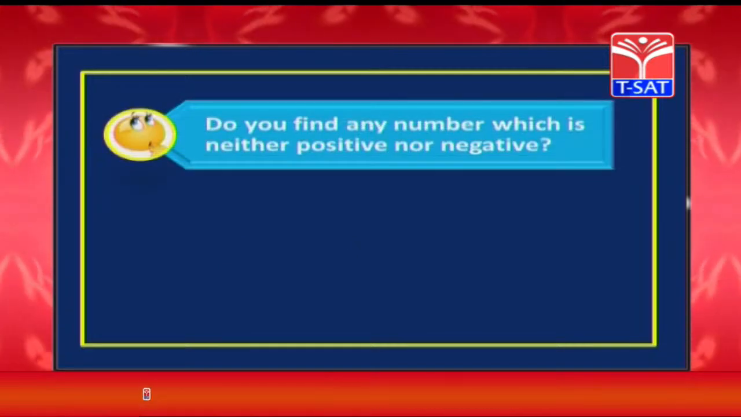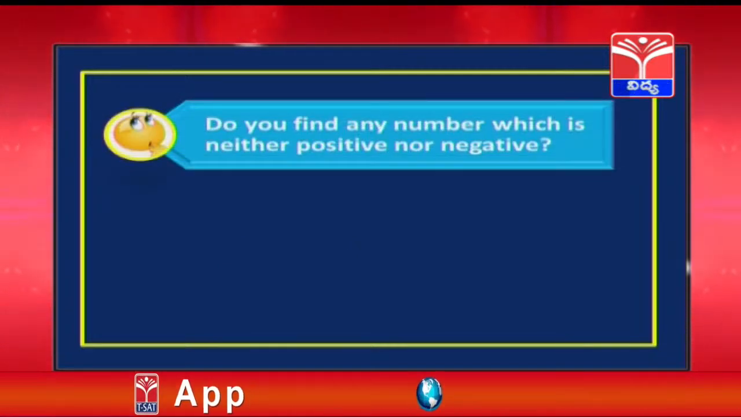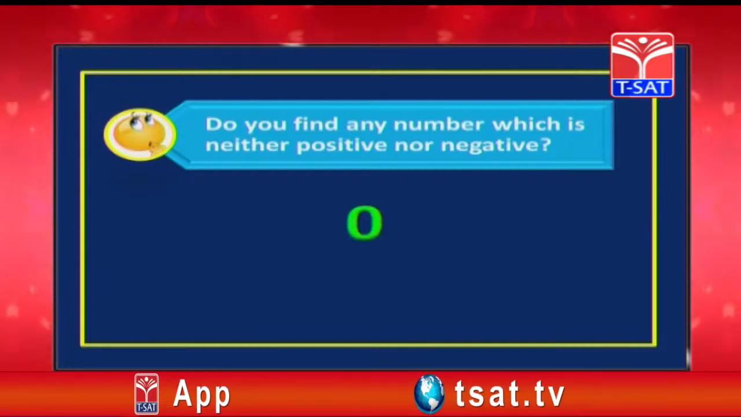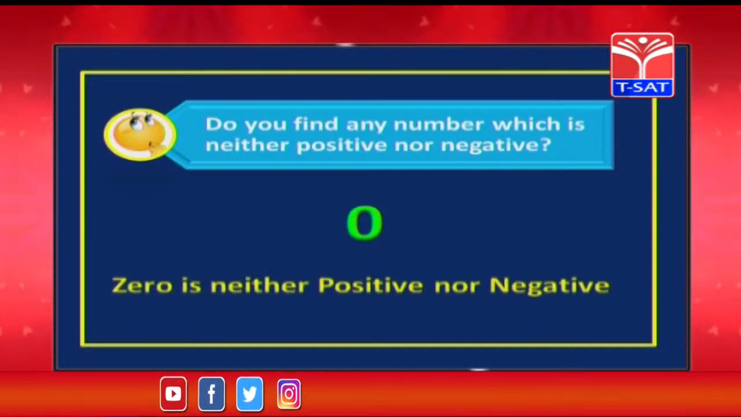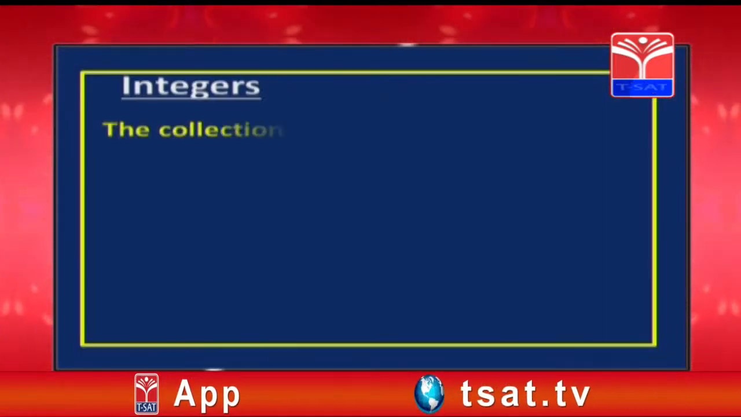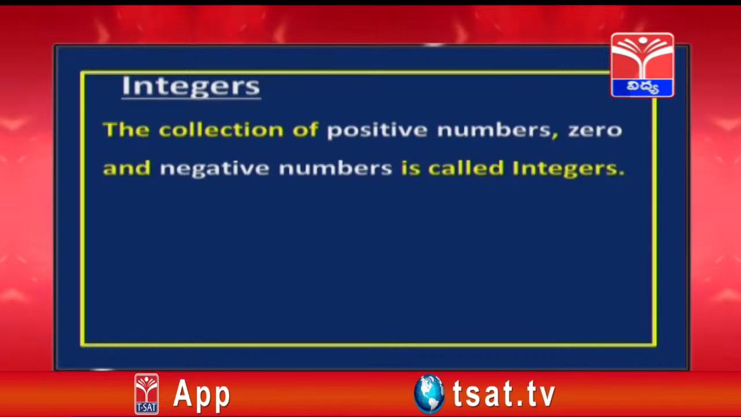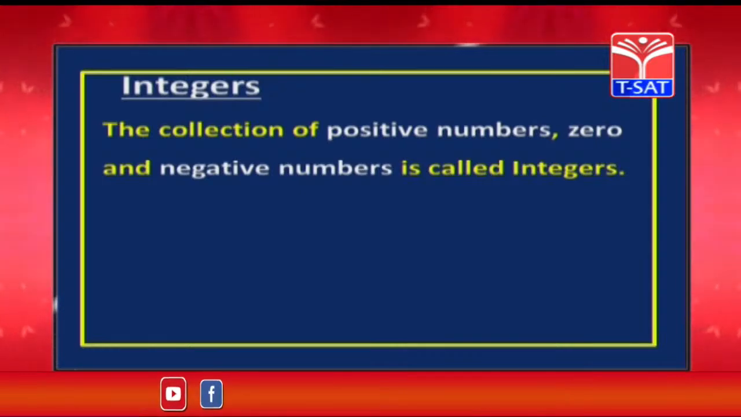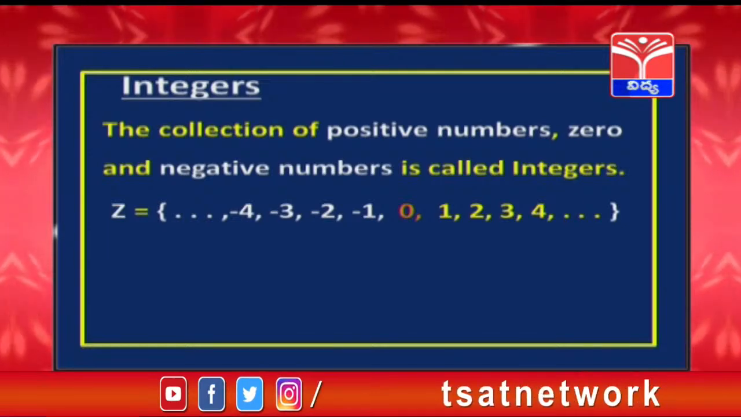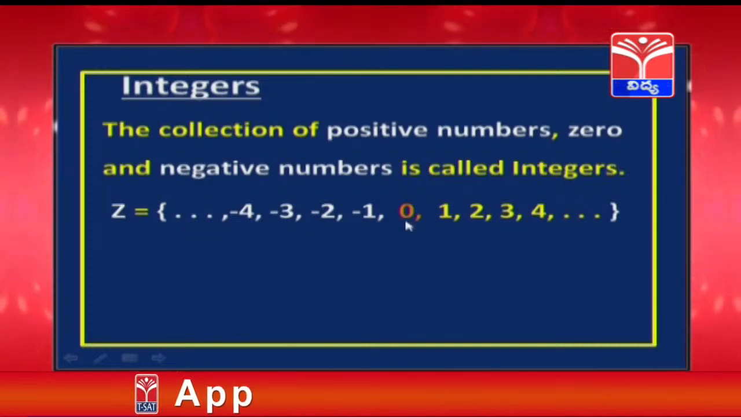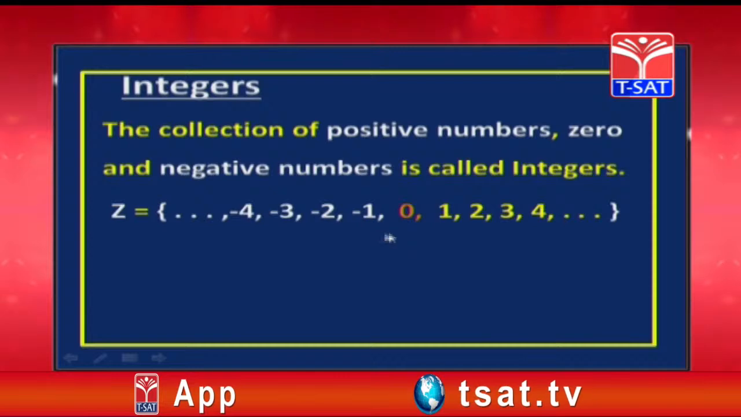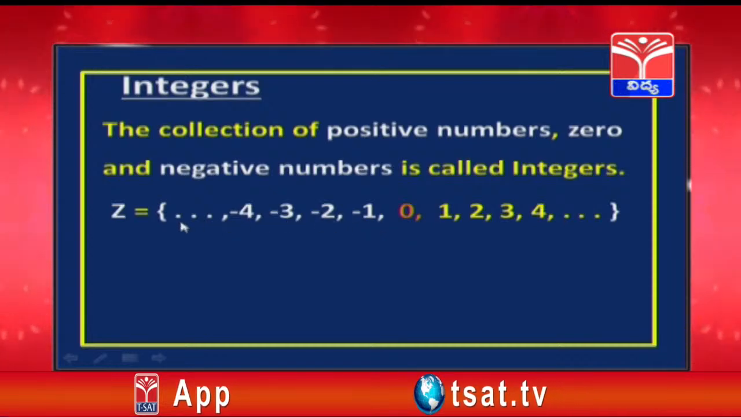Now children, do you find any number which is neither positive nor negative? Yes, that's right, it is a 0. So 0 is neither positive nor negative. So children, let us see what these numbers are called as. So integers, the collection of positive numbers, 0 and negative numbers is called integers, and we write it as Z is equal to, you can see a floor brackets, in between that we are writing these numbers, that is 0, 1, 2, 3, 4 and so on, minus 1, minus 2, minus 3, minus 4 and so on.